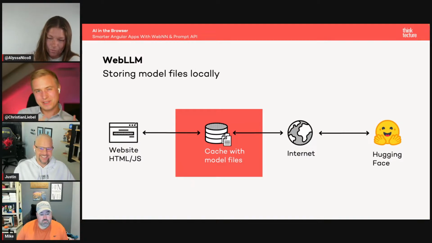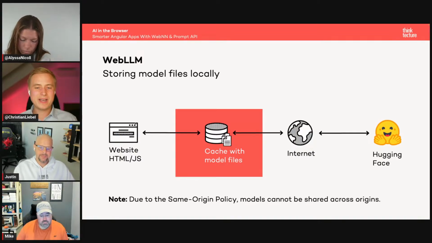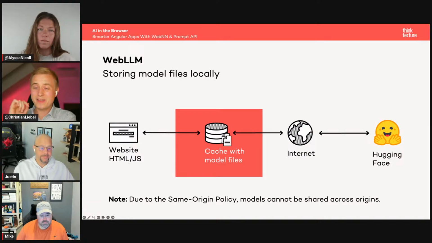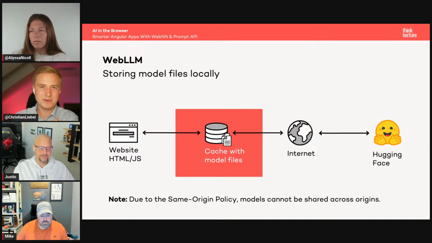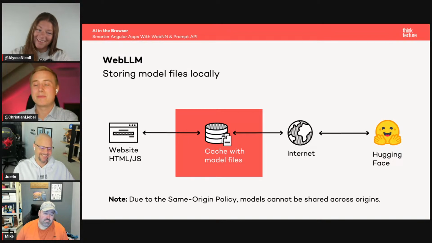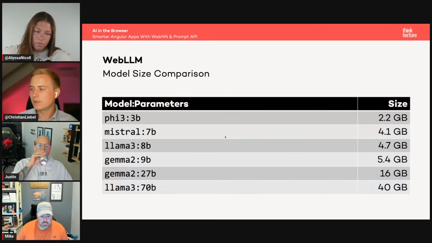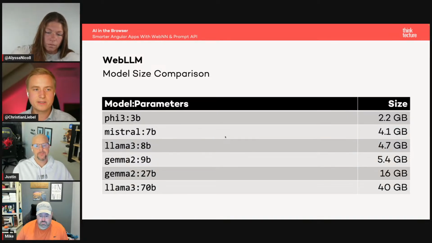So basically that's a repository. We are downloading it to the website. The problem is we have the same-origin policy on the web. And so this means that we cannot share models across origins. You've seen that one model was 1.5 gigabytes in size. And SOP says if, let's say, example.com and example.de want to use the same model, you have to download it twice. And so that is an issue. There's a potential solution to it, but that's something to keep in mind. And that may prevent the broader usage of WebLLM. And to show it, here are some sample models along with the sizes.